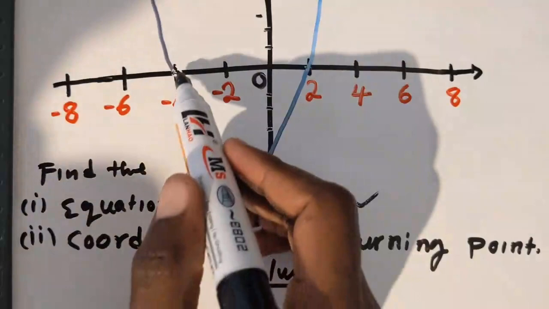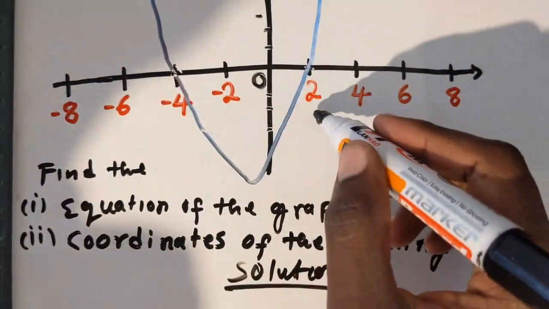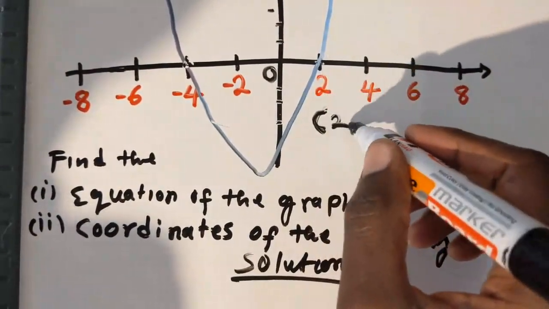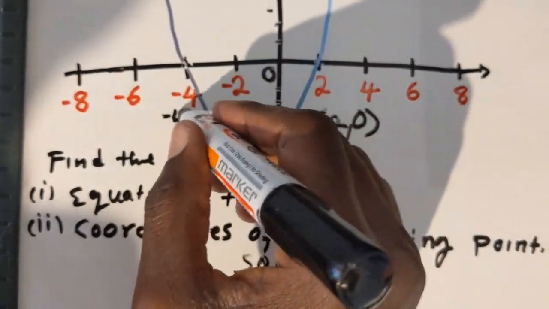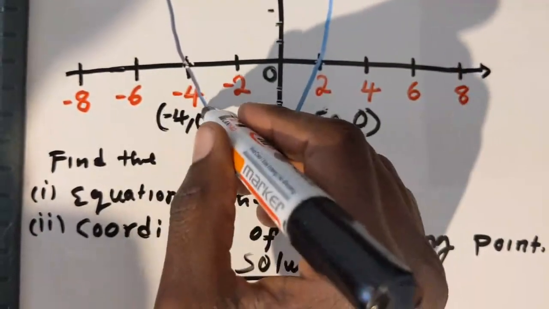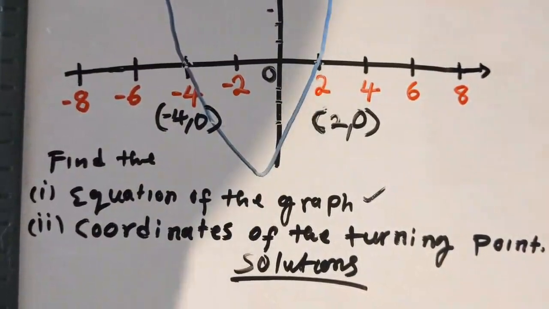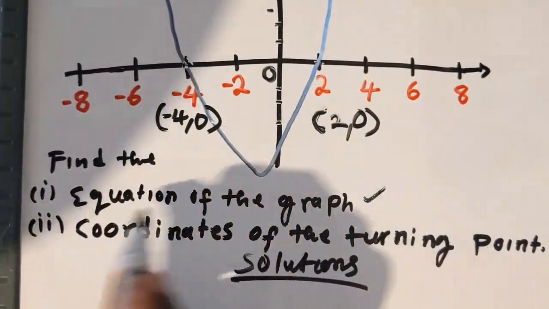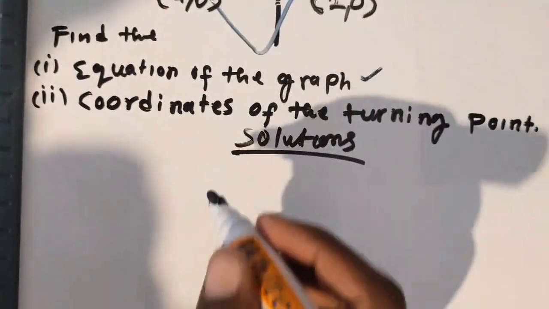So here y is 0 and here y is 0, meaning that the coordinates here are 2, 0, and here there is negative 4, 0. These are the coordinates that are there. So when you know that it is like that, the equation that we are looking for looks like this.